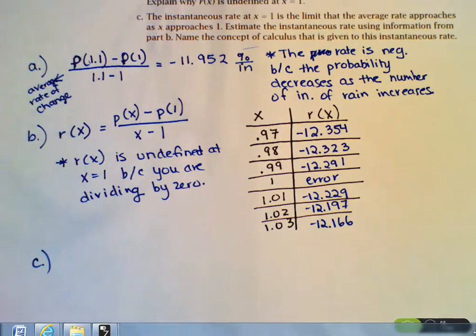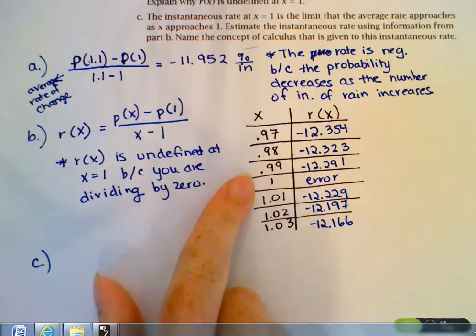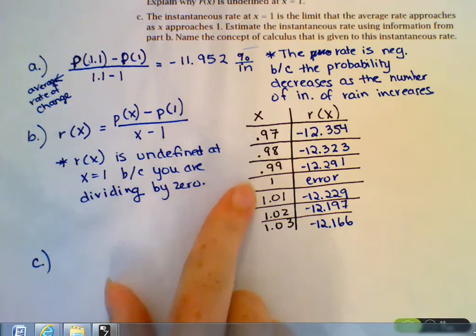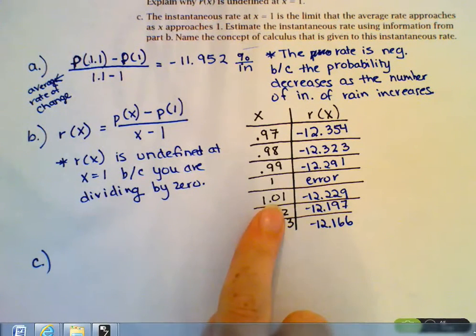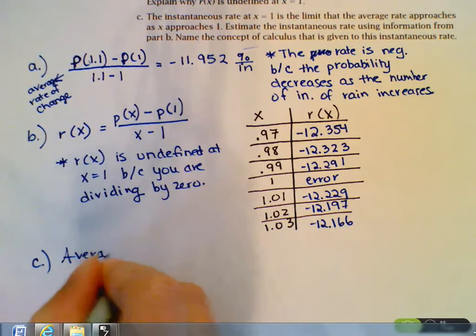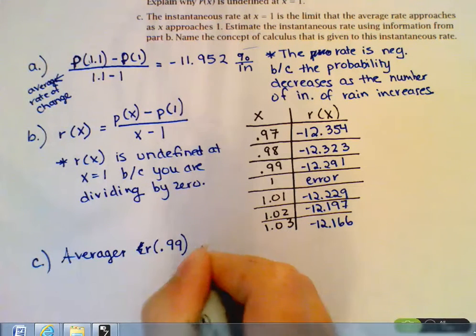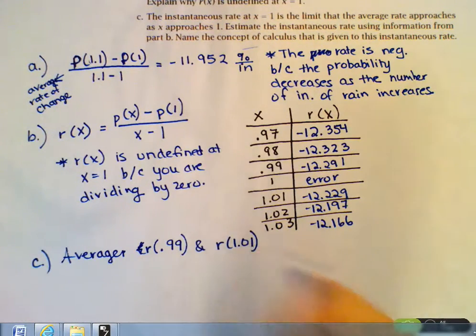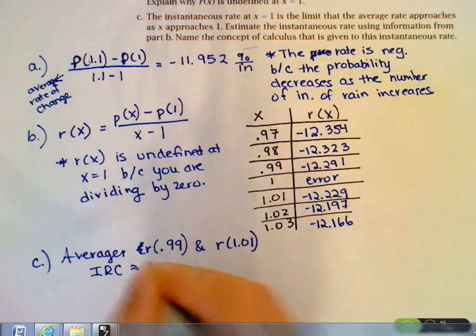So for part C, if you think about this instantaneous rate of change, you want the change in x to be as small as possible. So I'm going to go ahead and average when it was 0.99 and 1.01, because that's basically where the change in x is as small as possible. That actually still works. So down here, I'm going to write that I'm going to average R of 0.99 and R of 1.01.